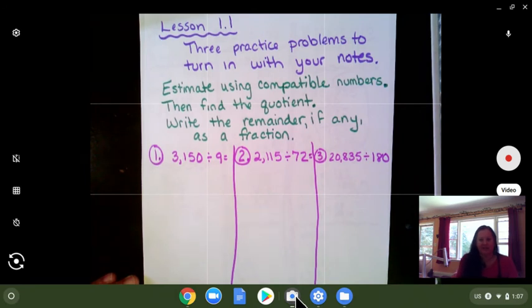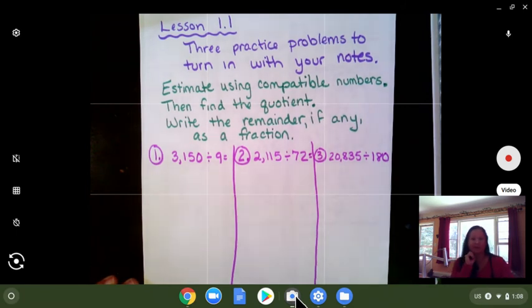You're going to use compatible numbers to estimate. Then you're going to find the actual quotient or answer. And then if you have a remainder, you're going to write it as a fraction. Remember, putting your remainder as your numerator and your denominator is your divisor, the number you're dividing by. So go ahead and pause this video, write these down. You can even stop it, take some time to work them all out.